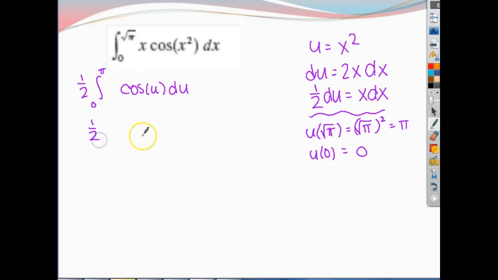We get 1/2. Antiderivative of cosine is? Very good. No, positive sign. Oh, you said anti. So you go from pi to 0. So you have 1/2 the sine of pi minus 1/2 the sine of 0. What is the sine of pi? Okay, what is the sine of 0? So our final answer is? Good? Not terrible?